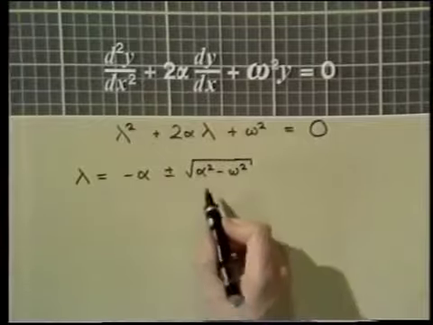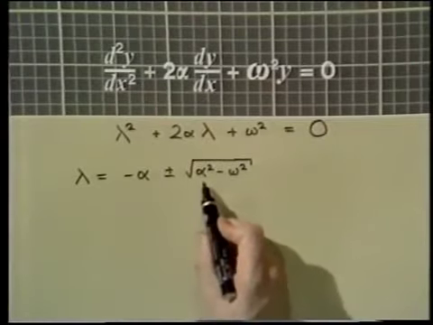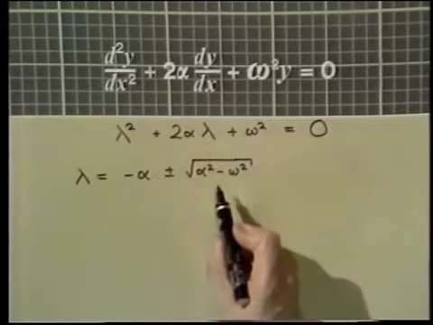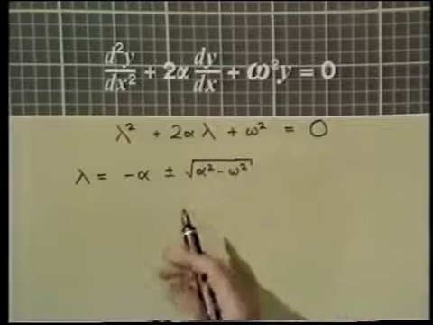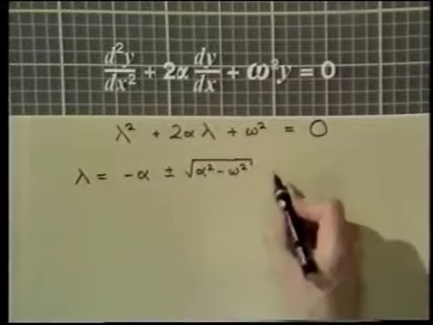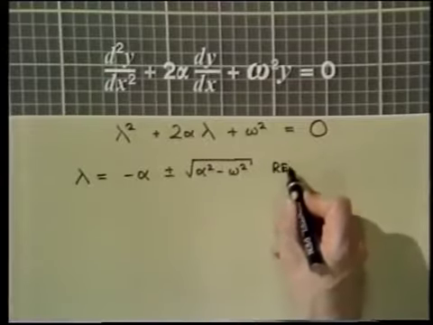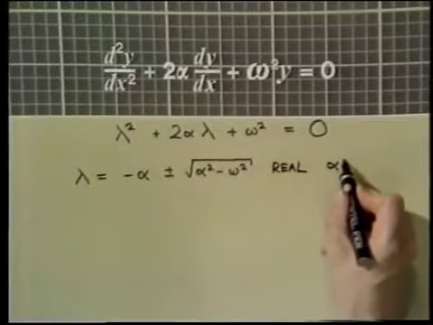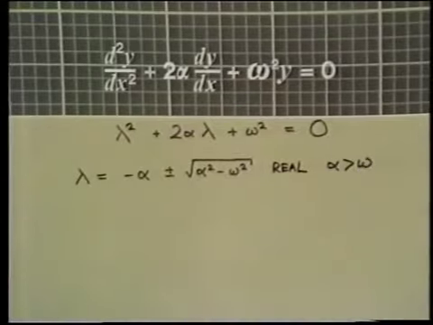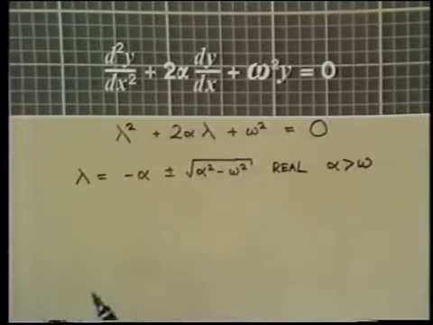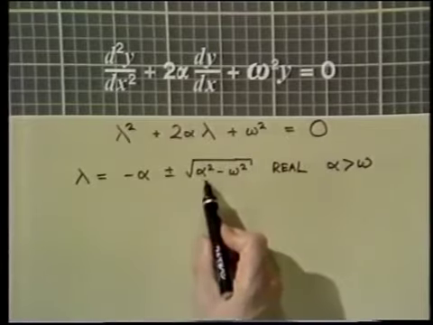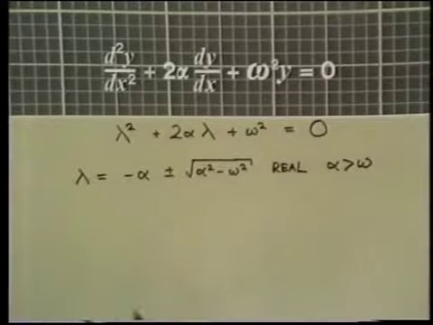Now, if alpha is greater than omega, then this is a positive quantity. I'm taking the square root of it, so there's no problem in doing that. The square root of a positive quantity is a real number. So this is real when alpha is greater than omega. But suppose alpha were less than omega. In that case, I'd be taking the square root of a negative number.